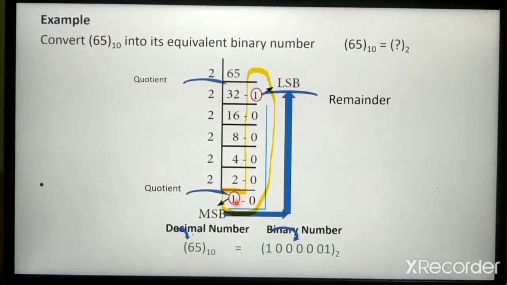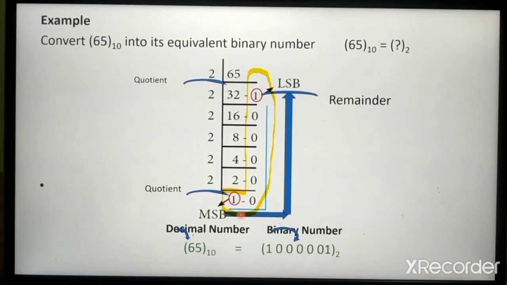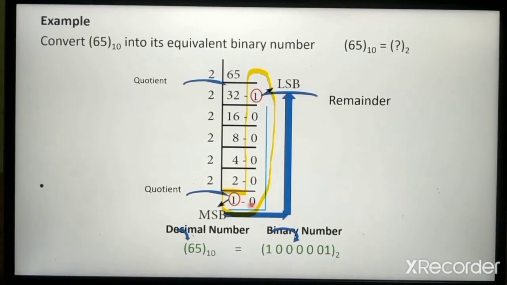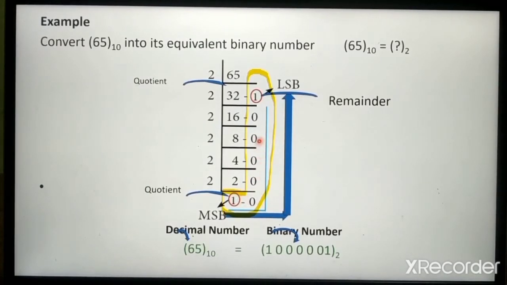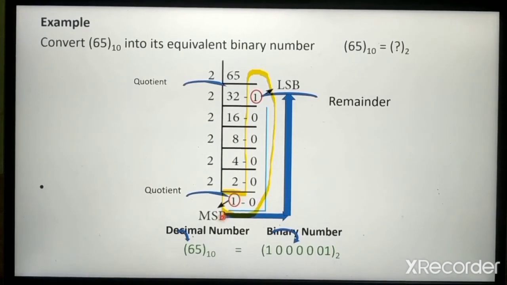Now we can stop the process because the final quotient is 1. Now we can write the final solution. How to write it? We write from last quotient to first remainder value. Here 1 0 0 0 0 0 1 is the binary number for our given decimal number 65.